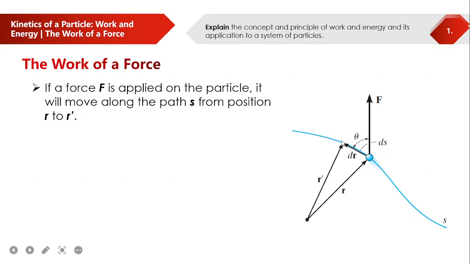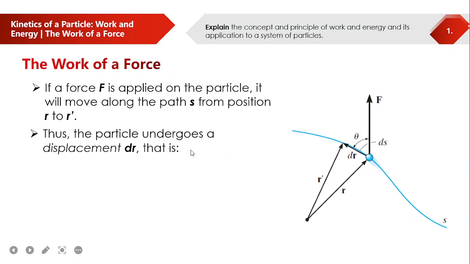Kumbaga, yung force F natin na in-apply natin sa particle, yung particle natin is mag-move along the path S from the initial position R to R prime. Okay? Thus, the particle undergoes a displacement dr. Therefore, this dr is our displacement of the particle after it is exerted by a certain force F. And then, dr is equal to R prime minus R.